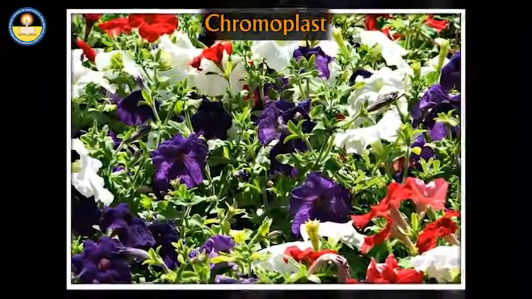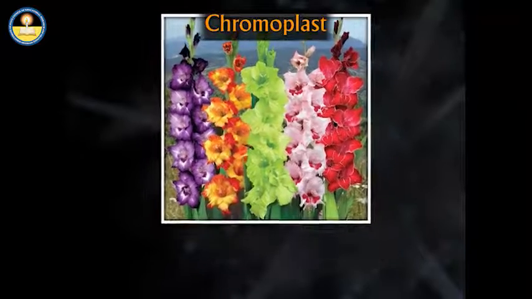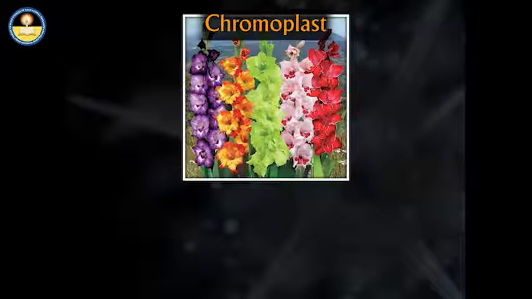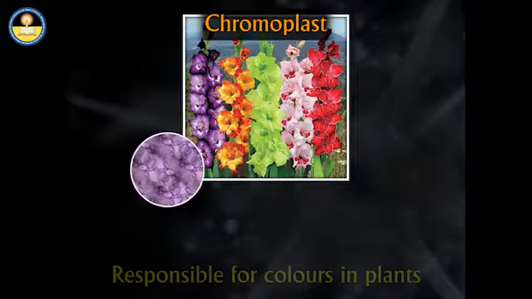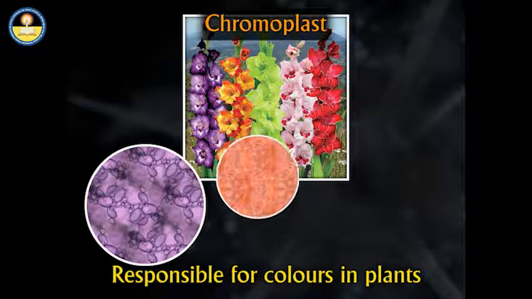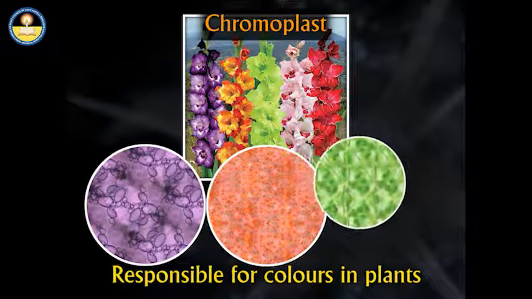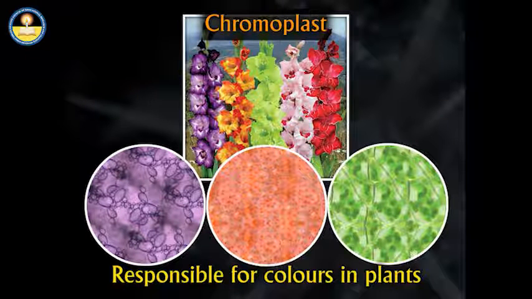Chromoplasts do not contain chlorophyll, but their job is to make the plant look pretty. Chromoplasts are found in flowers, responsible for their bright colors. They are also present in other parts of plants like leaves, fruits, etc., and are responsible for their distinctive colors.